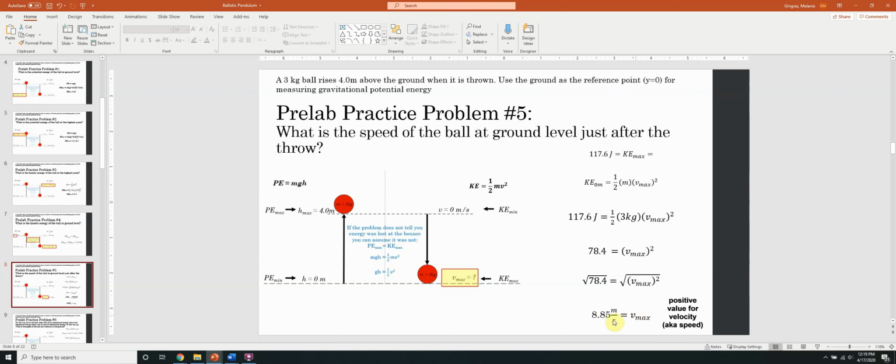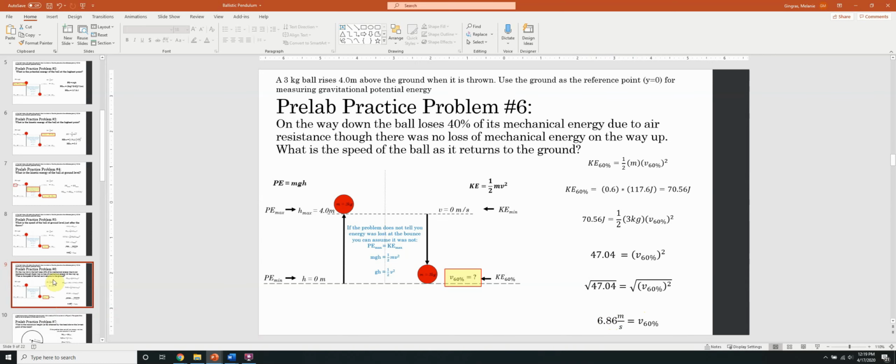All right, moving on to practice problem number 6. So on the way down, the ball loses 40% of its mechanical energy due to air resistance, though miraculously, there was no loss of mechanical energy on the way up. What is the speed of the ball as it returns to the ground?